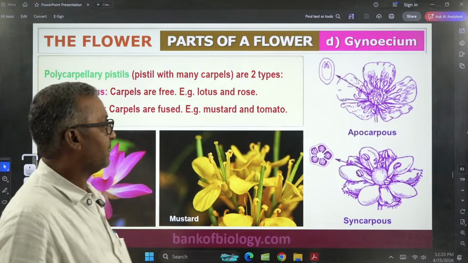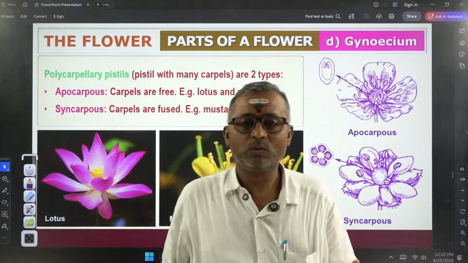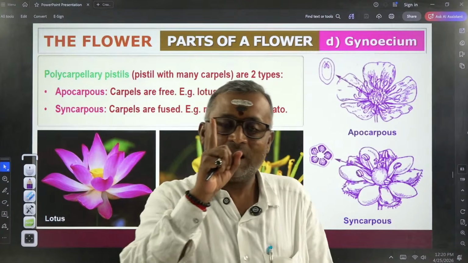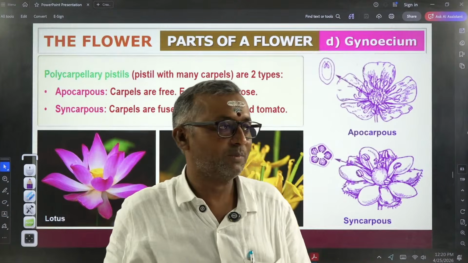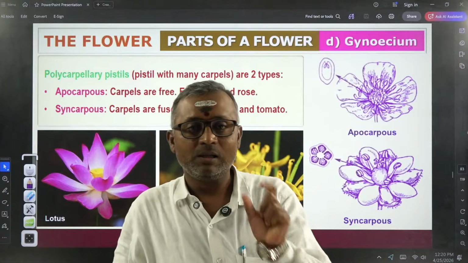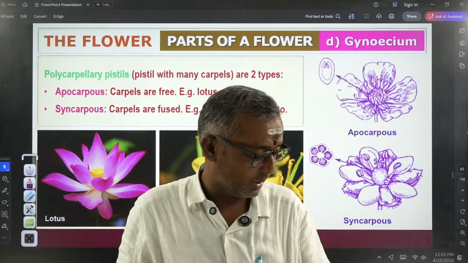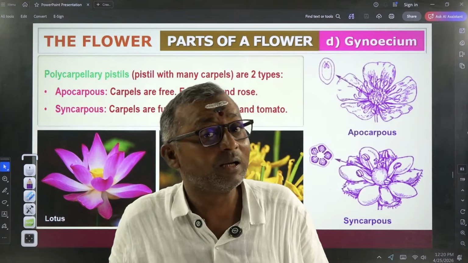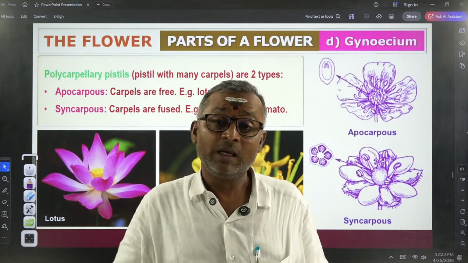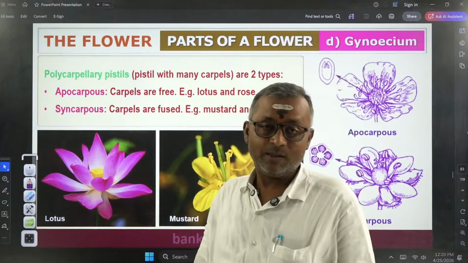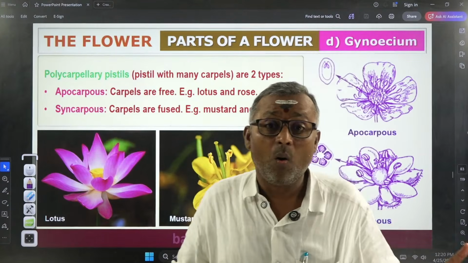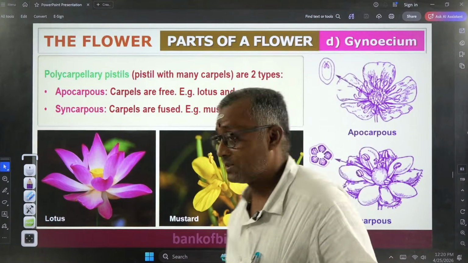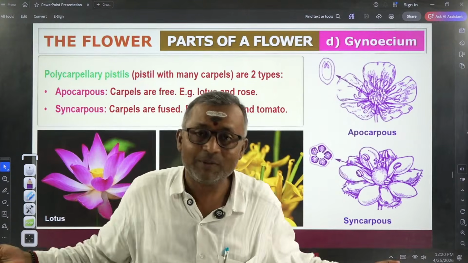Next, when it comes to the other details of this flower, look at the board carefully. There are some cases where gynoecium may be composed of only one carpel or many carpels. If gynoecium is composed of only one carpel, then it is called monocarpellary. There are also cases where more than one carpel will be present in a single gynoecium, that means two to many. If two to many carpels are present, in some cases all the carpels are fused, whereas in other cases all the carpels are free from each other.